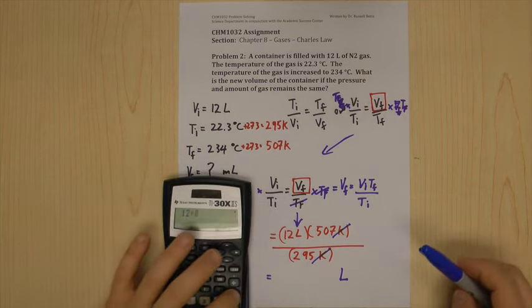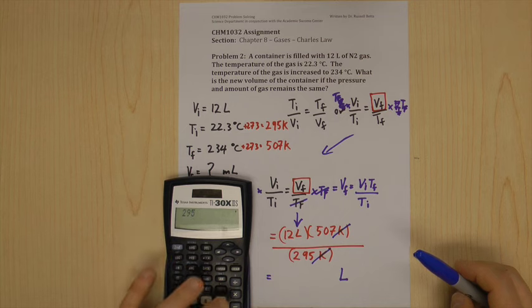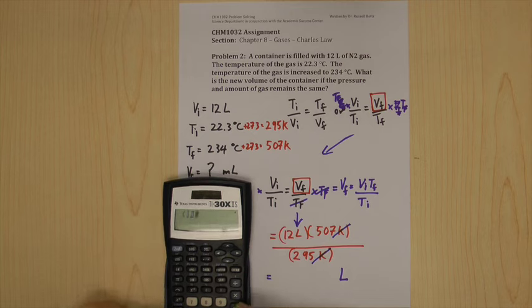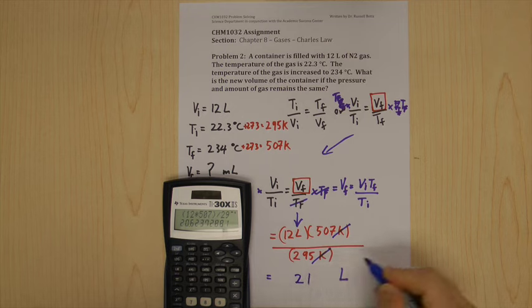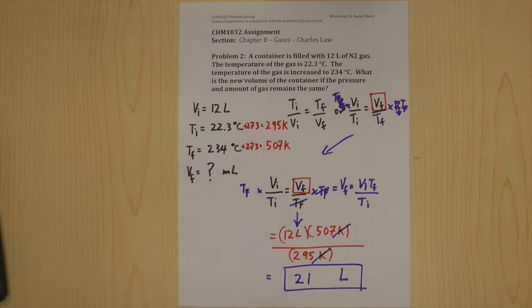So 12 multiplied by 507 divided by 295. Oh, I got 295 again. Let me make sure I didn't just make a mistake there. There it is. 20.6 or 21 liters. So the volume of this container almost doubled. Okay? Which is a good thing. We should have had a higher volume because we increased the temperature of the gas so much.